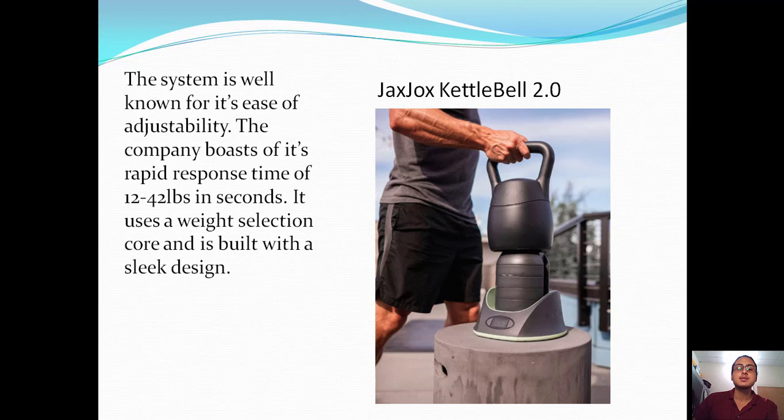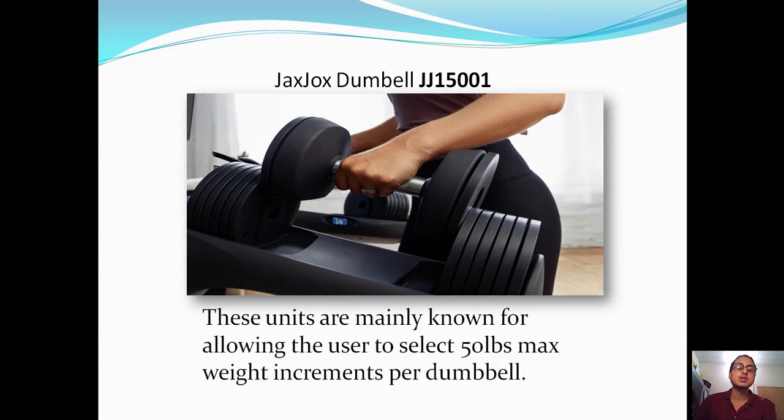The company boasts of its rapid response time of 12 to 42 pounds in seconds. It uses a weight selection core and is built with a sleek design. A system description of the Jack Trucks dumbbell would include that these units are mainly known for allowing the user to select weight increments up to 50 pounds max per dumbbell.